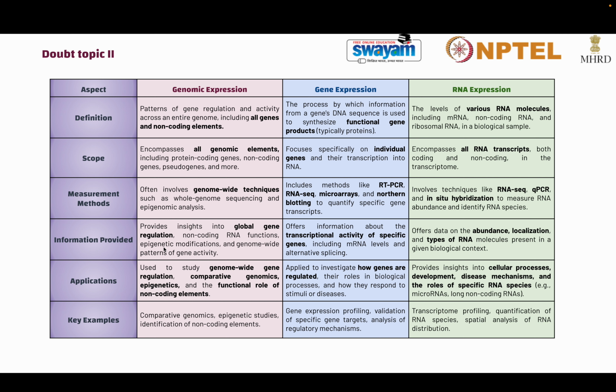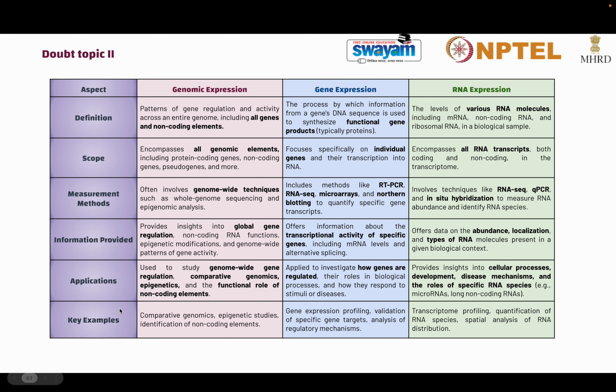Now, the information it provides is insight into the global gene regulation, the non-coding RNA functions, epigenetic modifications, and genome-wide patterns of gene activity. When we say gene expression, it provides us information about the transcriptional activity of specific genes, including the mRNA levels and alternative splicing, because we are only dealing with the mRNA in gene expression, which are synthesizing proteins. Now if we talk about RNA expression, this offers us data on the abundance, localization, and types of RNA molecules which are present in the given biological context.